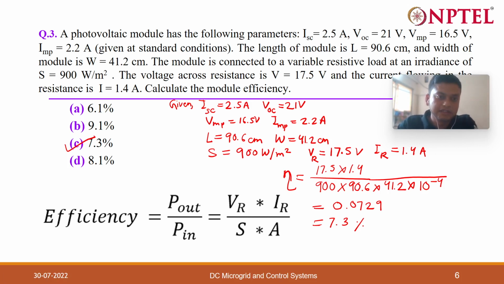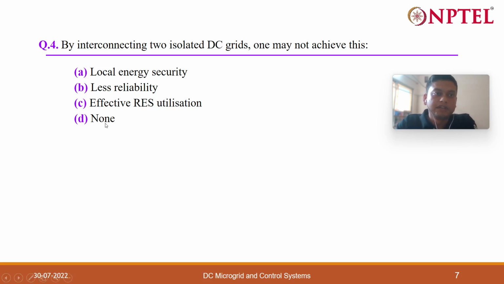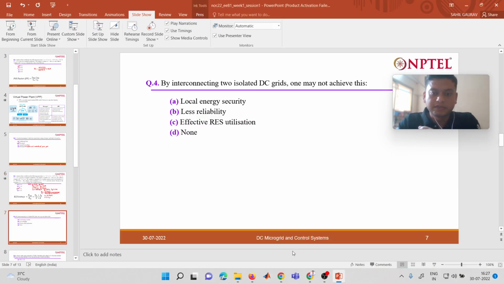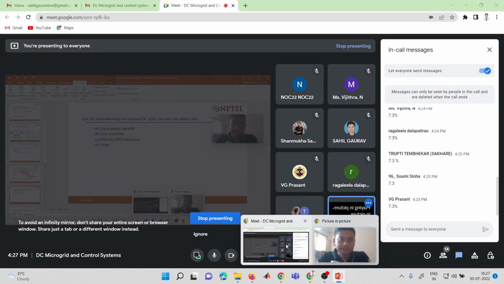Now let us see the next question. The fourth question is: by interconnecting two isolated DC grids, one may not achieve this. A option is local energy security, B option is less reliability, C option is effective RES utilization, D option is none of these. So type your answer in the chat box.